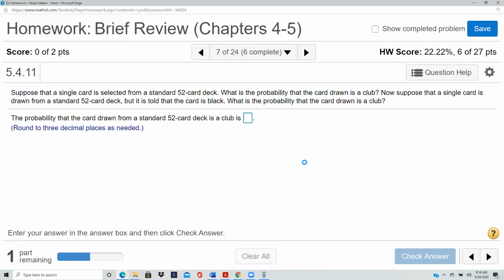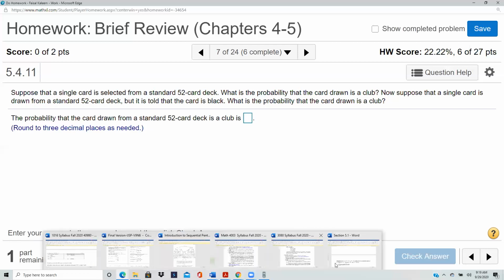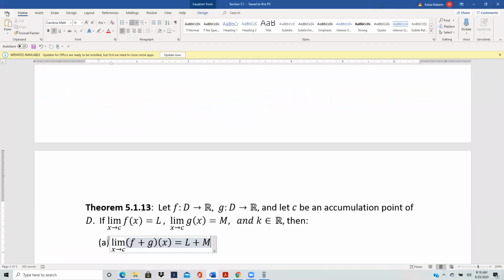Okay. A single card is selected from 52. What's the probability that the card is a club? So how many clubs do we have? Oh, I do not like these problems because I don't know. You don't? I'm not familiar with a deck of cards. Okay, but I'm pretty sure from the problems, let's go over it again.